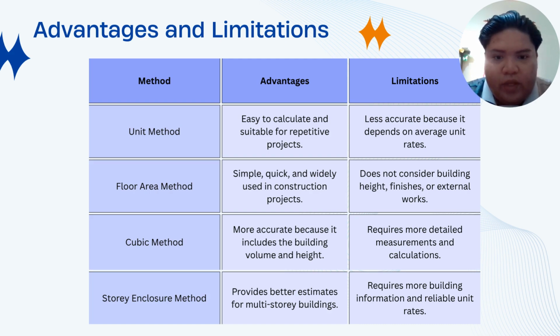Cubic method. Advantage, more accurate because it includes the building volume and height. The limitation, requires more detailed measurements and calculation. Story enclosure method. The advantage, provides better estimates for multi-story buildings. Limitation, requires more building information and reliable unit rate.